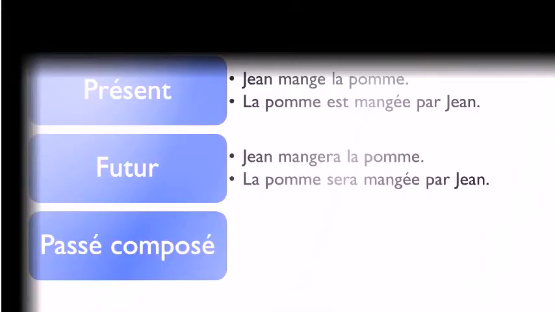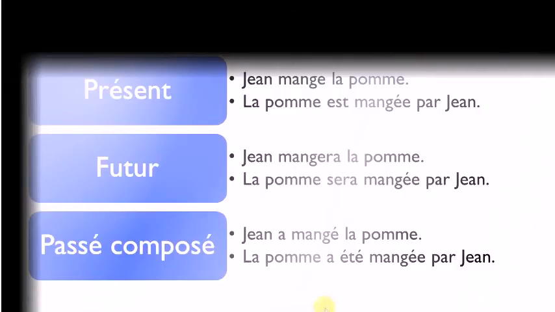And then let's see le passé composé now. Jean a mangé la pomme. And then if you change it and put it at the passive form, la pomme a été, remember this a été is the passé composé form of être, mangé par Jean. The rest doesn't change.